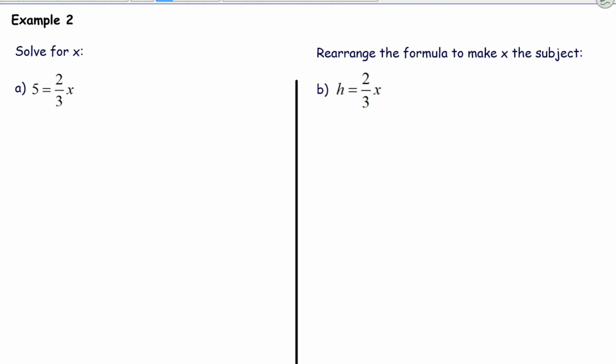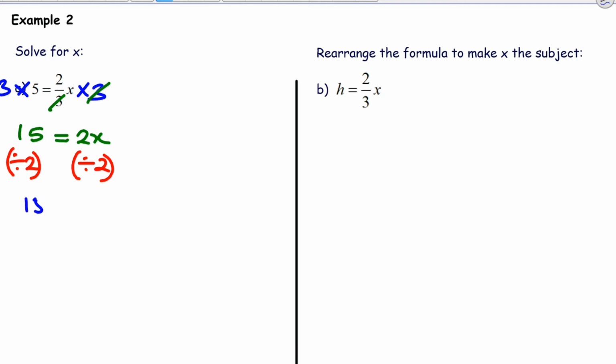Solve for x. The first step, just like in example 1, is to multiply by 3 on each side. Again, 3 divided by 3 is 1, so we are left with 15 is equal to 2x. The opposite of multiplying by 2 is dividing by 2, so you divide by 2 on each side. So we shall end up with 15 over 2 is equal to, now 2 divided by 2 is 1, so we are left with x. And that will be our solution.